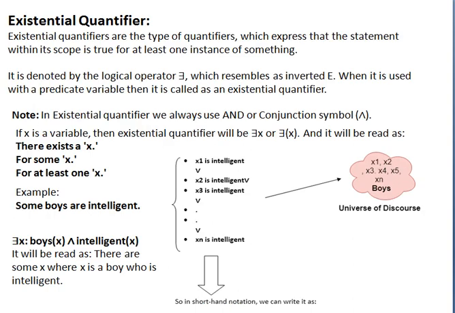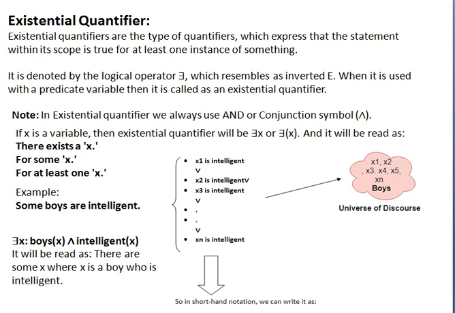Next is existential quantifier. Existential quantifier expresses that the statement within its scope is true for at least one instance or something. It is denoted by inverted E. The main thing is we always use the conjunction symbol and in existential quantifier. If x is a variable, then the existential quantifier will be inverted E x, and it will be read as there exists x, for some x, for at least one x.